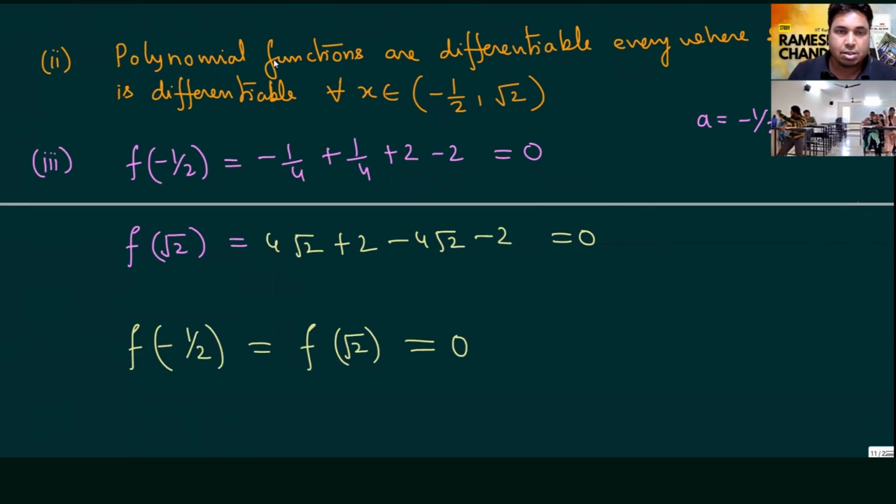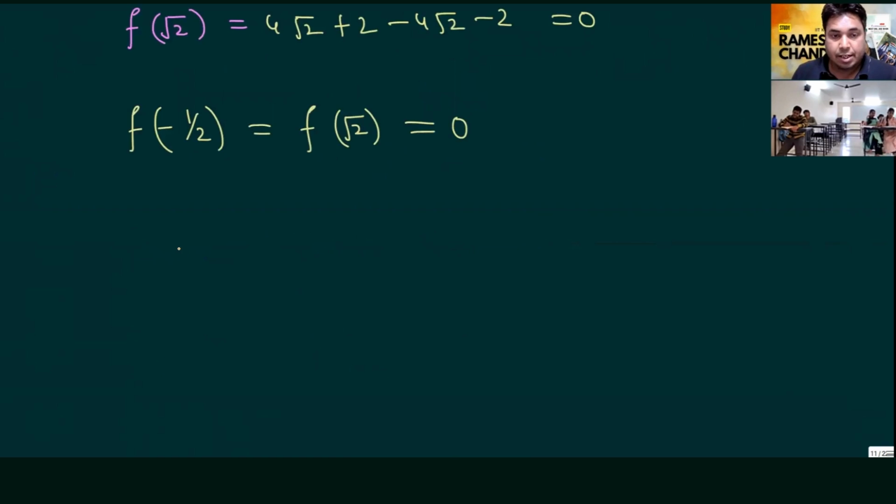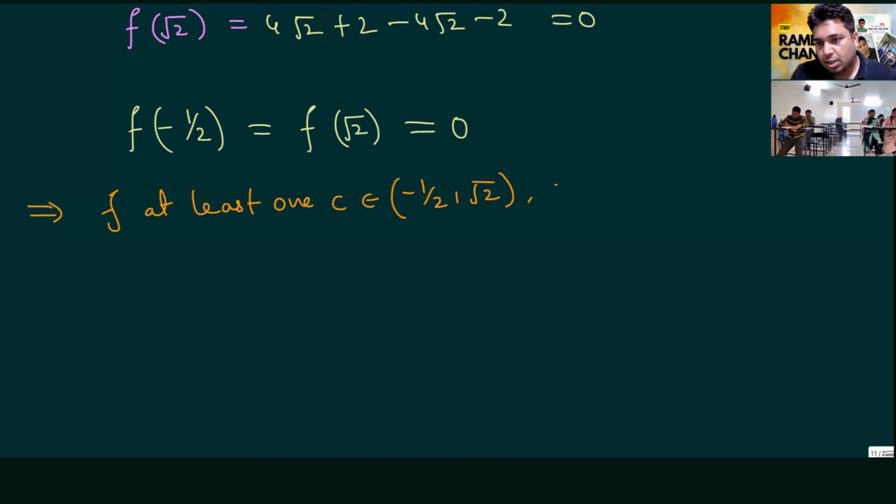So, all the three conditions are true. Now, if these three conditions are true, Rolle's theorem says that there exists at least one c belonging to the open interval minus 1 by 2 to root 2 such that f dash c is equal to 0. So now our aim should be to find that c where f dash c becomes 0.